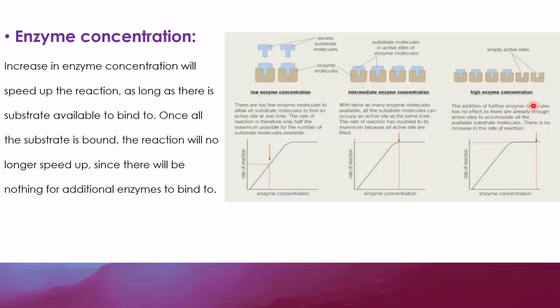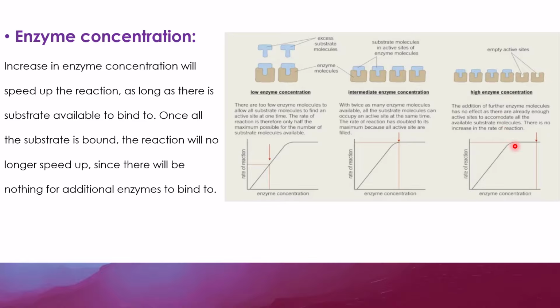And the last is the high enzyme concentration. What we also have to notice is that the addition of further enzyme molecules results in excess enzyme molecules. So as you can see from here, we have excess enzyme molecules without their active sites filled. These excess enzyme molecules will have no effect as there are already enough active sites to accommodate all the available substrate molecules. Therefore, there will be no increase in the rate of reaction.